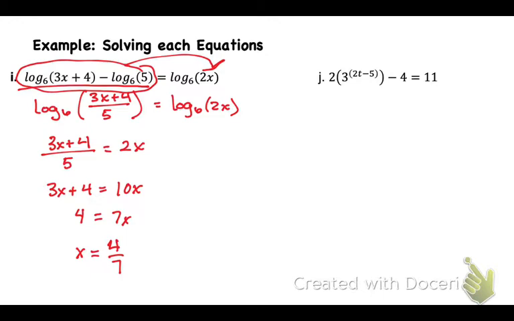No. Okay. I have 2 times 3 to the 2t minus 5, minus 4 equals 11. You can add the 4 over. Add the 4 over. So 2 times 3 to the 2t minus 5 equals 15. If you divide the 2. I have to divide the 2 as well because I can't do anything until I can get to the exponent, right? So 3 to the 2t minus 5 equals 15 over 2, so 7.5.